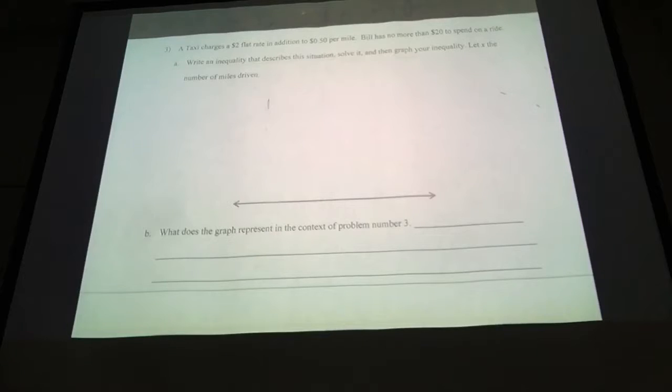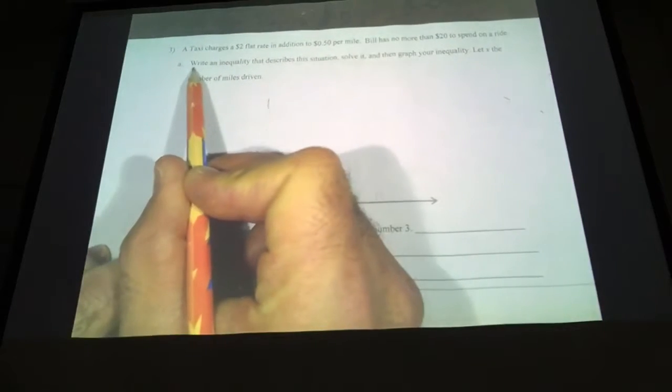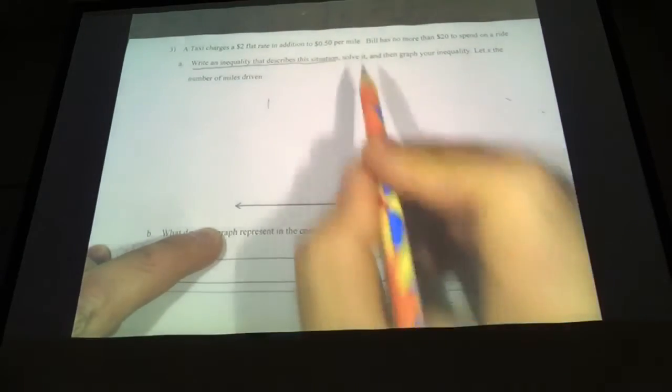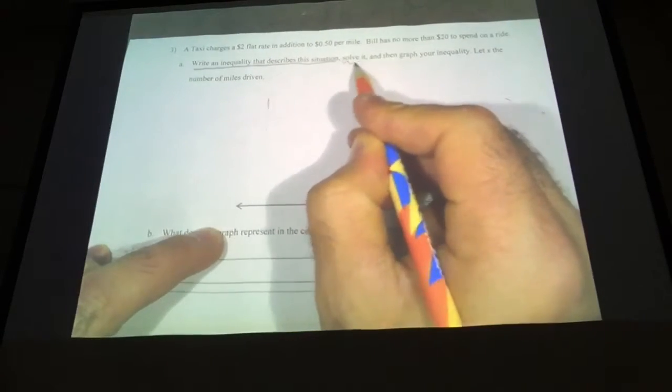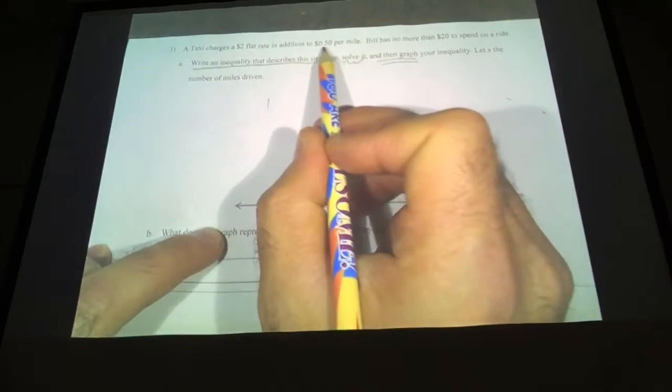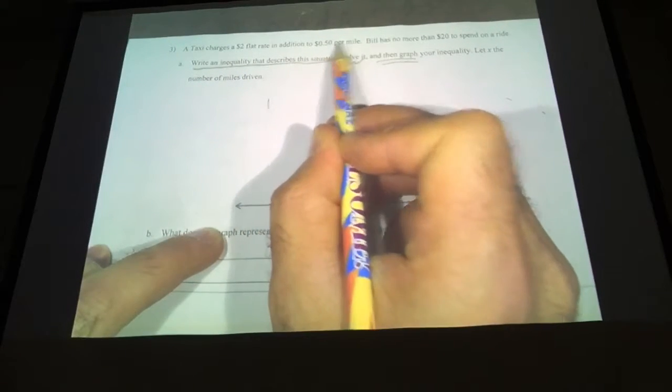So we're going to do the writing part together. So we're going to write this inequality that describes the situation. You guys are going to solve it, and you guys are also going to graph it. Okay? So let's go ahead and do that. So now, for this one, it says, again, it says that it's 50 cents per mile, right? And it says let x represent the number of miles.